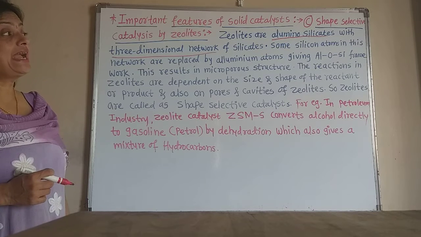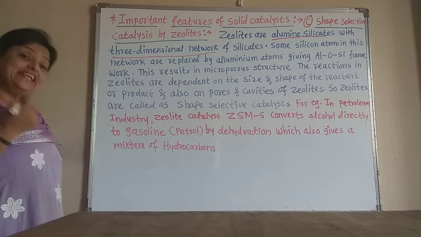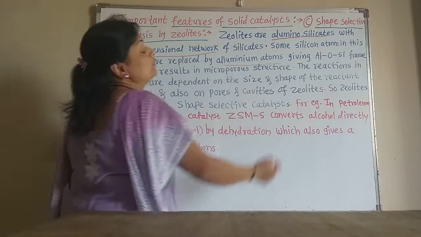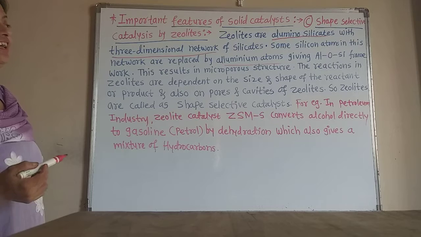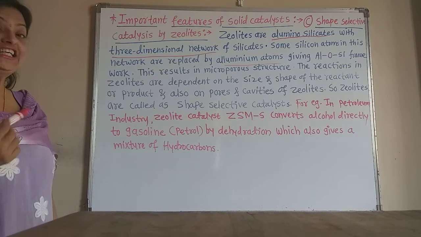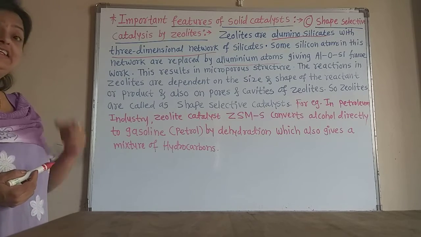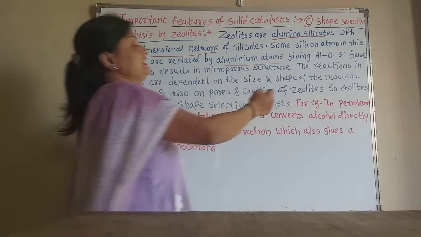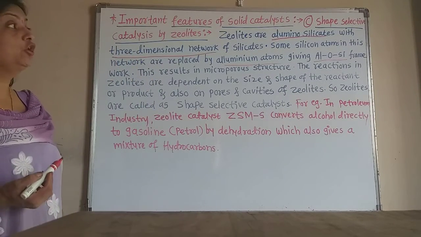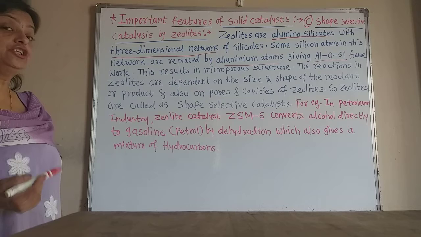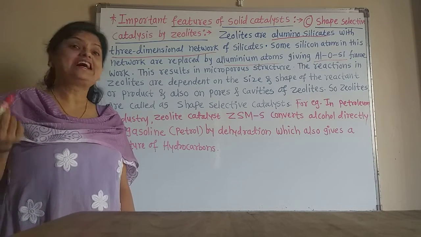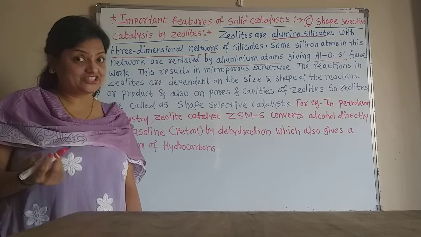Some silicon atoms in this three-dimensional network are replaced by aluminum atoms, giving the Al-O-Si bond, aluminum oxygen silicon bond. These are called aluminum silicates. The framework, that is the network of aluminum, oxygen and silicon, is called aluminum silicate, and aluminosilicates are nothing but the zeolites.